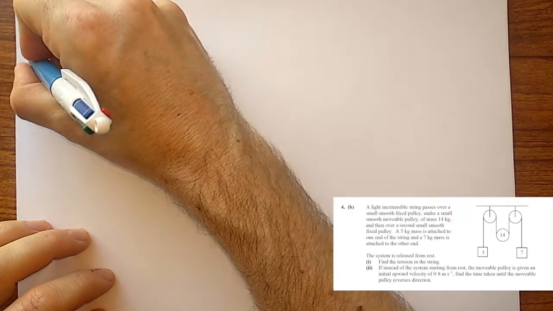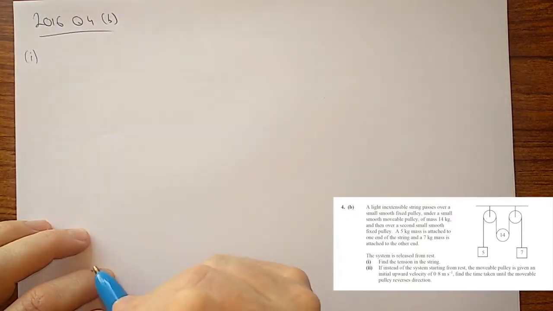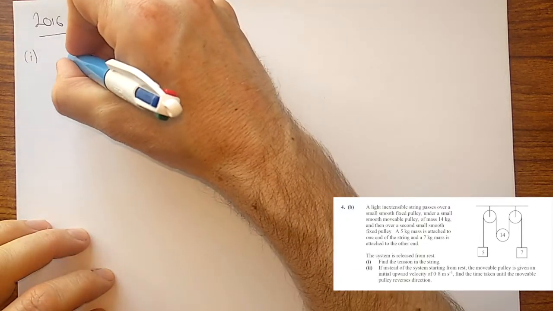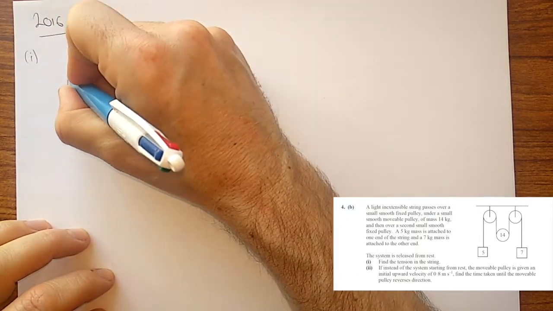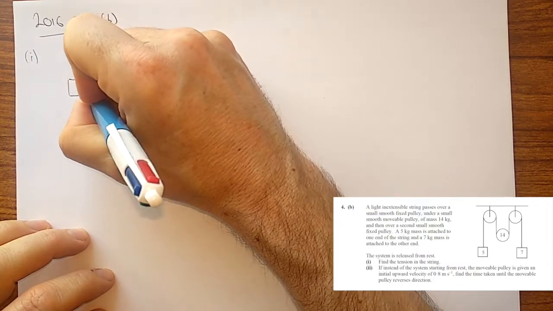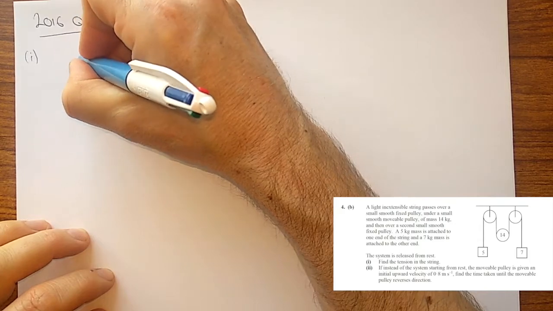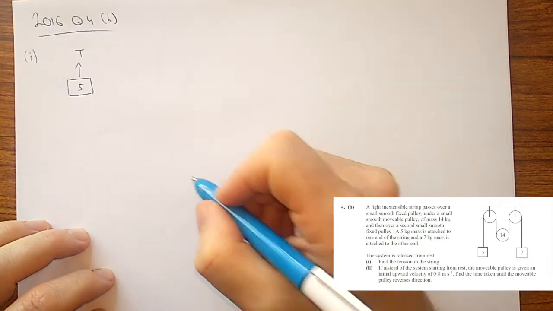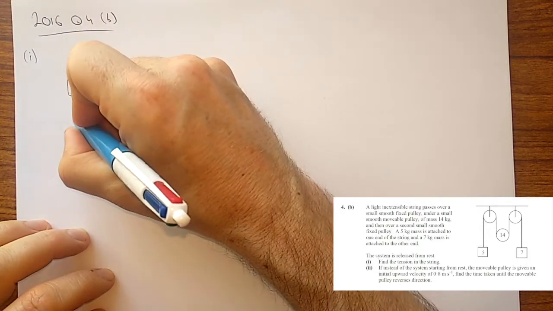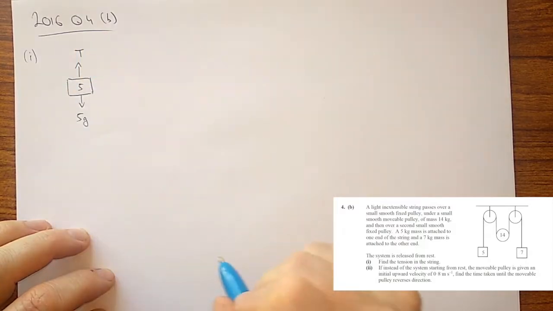So part 1. First thing we want to do is draw a diagram. So we'll take each piece in turn. So here is our friend, the 5 kilo weight. All right, what's the forces? Well, there's a string on it, pulling up with a tension, and it has a weight going downwards of 5g.